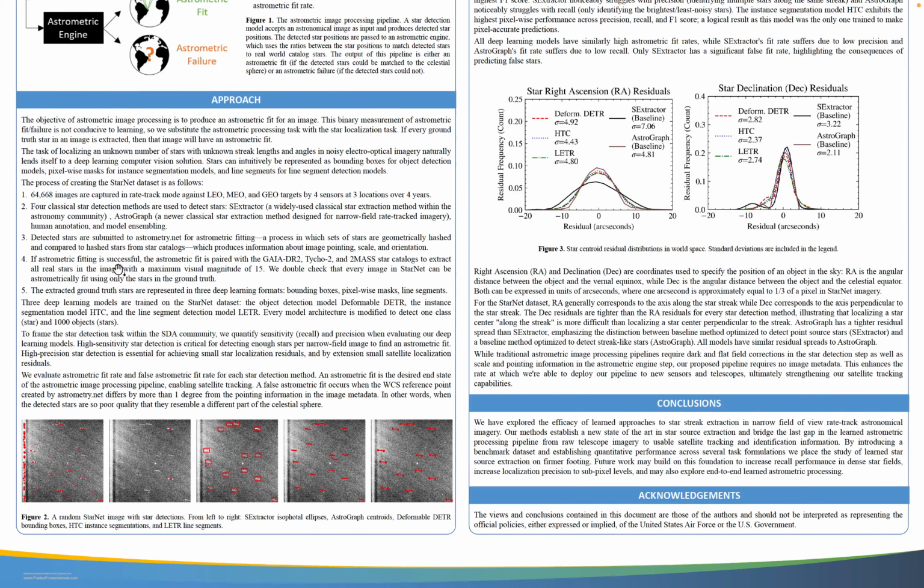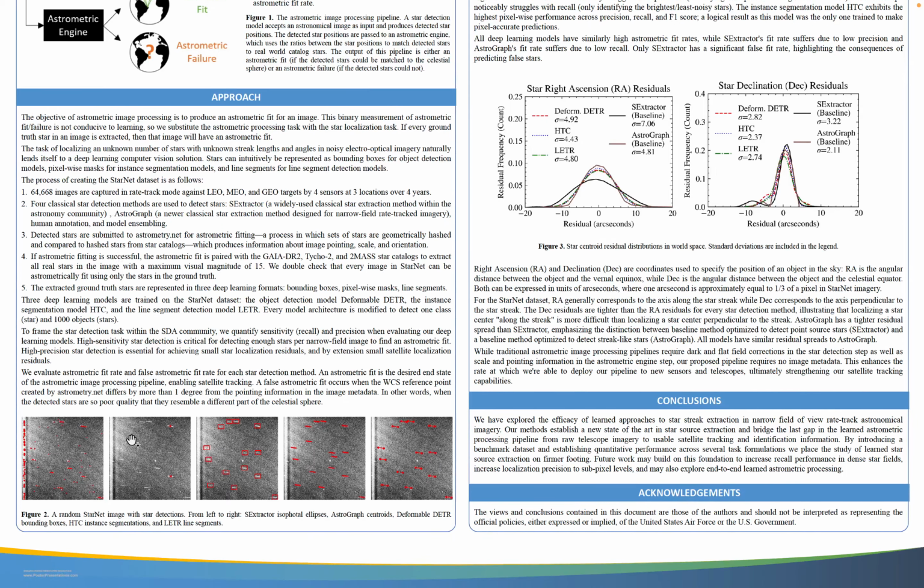Once we have the ground truth stars, we know what actual stars should be visible in this image. We represent them in different deep learning formats: bounding boxes, like this, for Deformable DETR, instance segmentation masks, like this, for HTC, and line segments like this for the LeTR model. We modify the deep learning models so that every model architecture only detects one class, stars, and can detect 1,000 objects of that class. The 1,000 objects part is important because some of these images have extremely dense star fields. And we make sure that with the ground truth stars that we put in the image, we can always produce an astrometric fit if every ground truth star is detected.